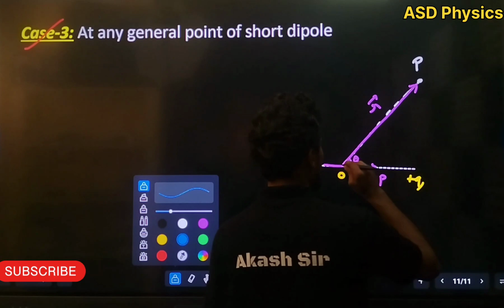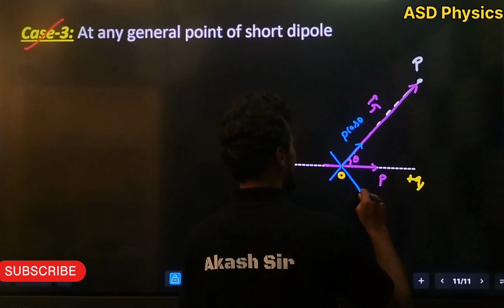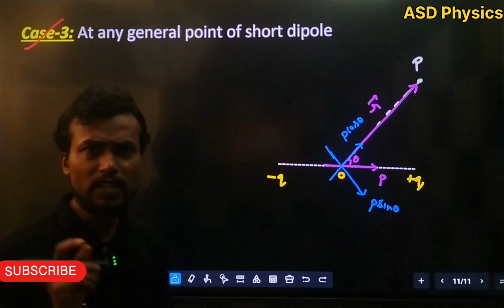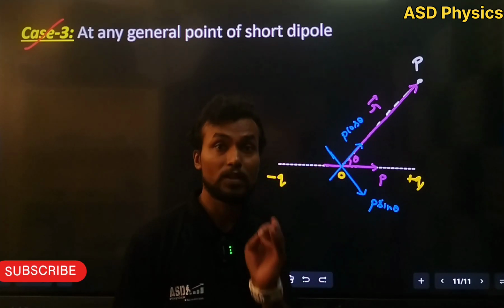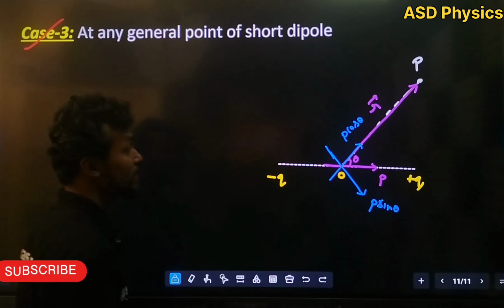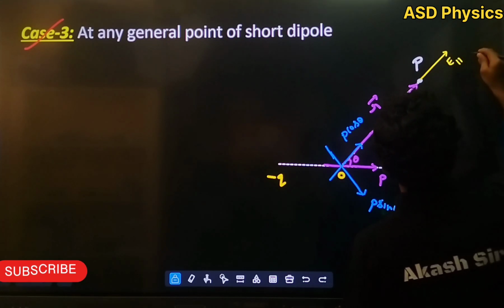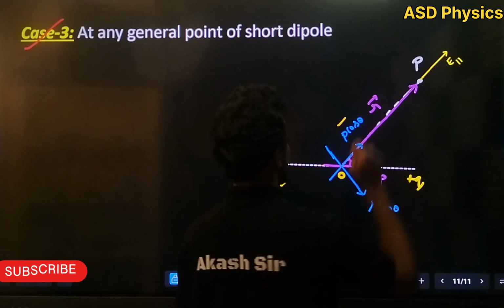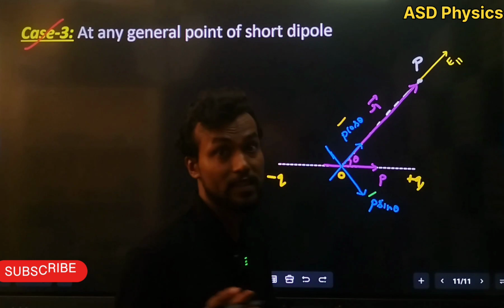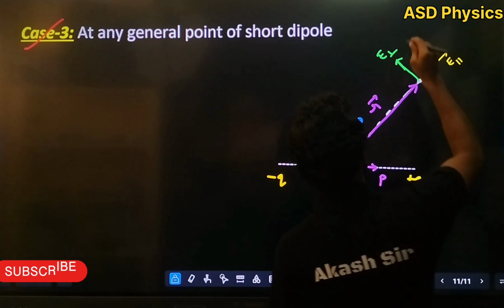For this dipole, this side component is P cos theta, and this side component is P sin theta. So you can see very well, point P is on the axis of P cos theta, but point P is on the equatorial point of P sin theta. That means the electric field at point P due to the P cos theta component is in this direction. This is called component E parallel. Similarly, the electric field at point P due to the P sin theta component is at 180 degree angle. So this will be E perpendicular.